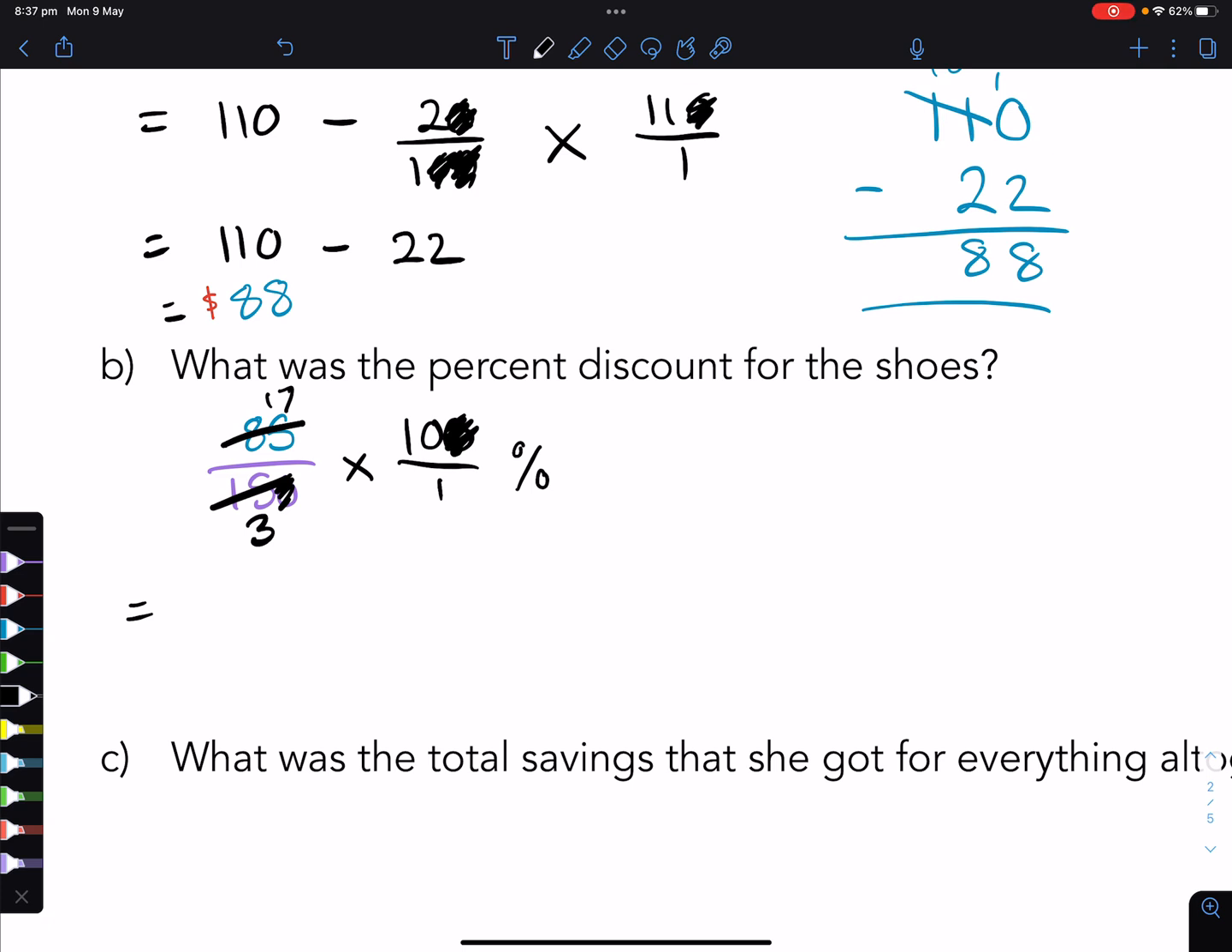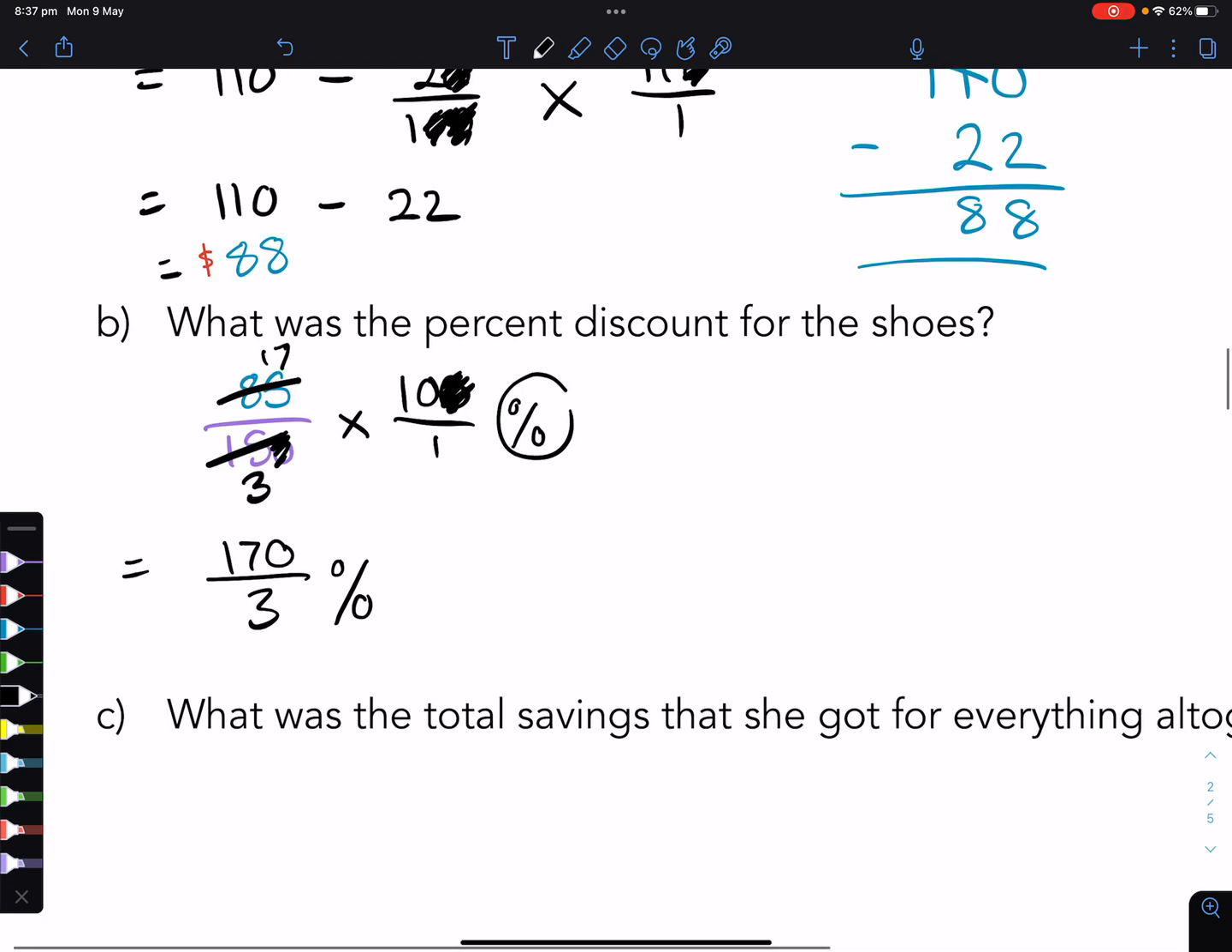Now we should get an answer of 170 over 3, and that percent sign gets copied down here. Now I'm not quite done. I need to turn this into... When you write a percentage, you're often expected to express it as a decimal number. So at this point, I will need to use short division.